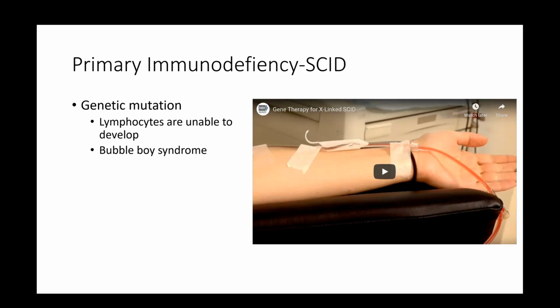There has been some really interesting advances with gene therapy for severe combined immunodeficiency disorders, and if we were in class, we would watch this quick video and talk about how this therapy works, but I'm just going to let you watch the video for your own enjoyment.